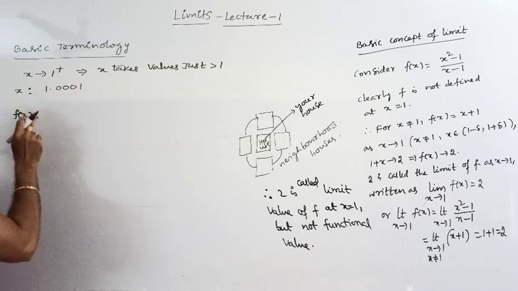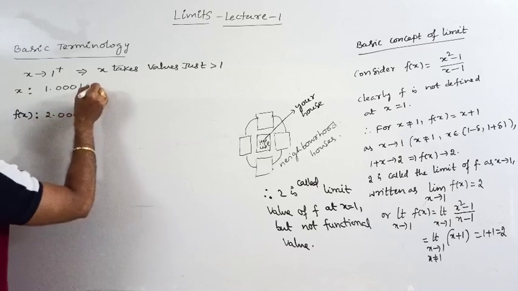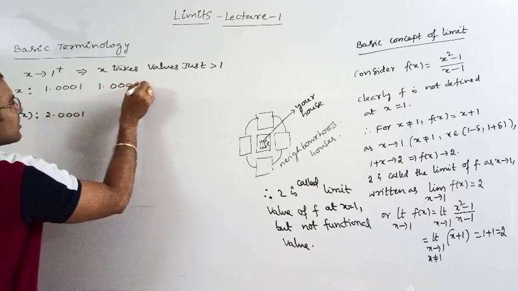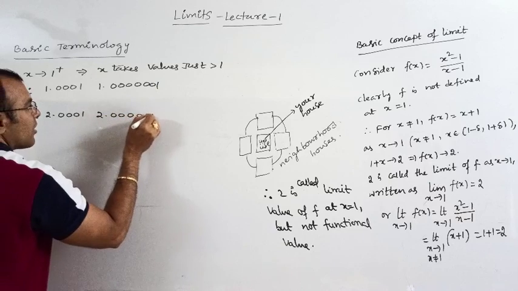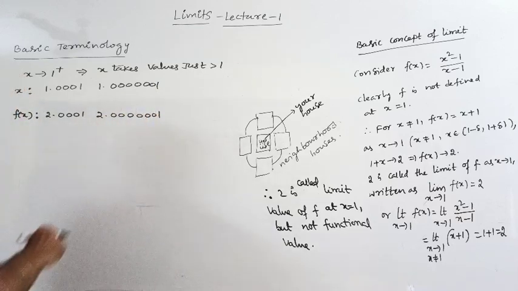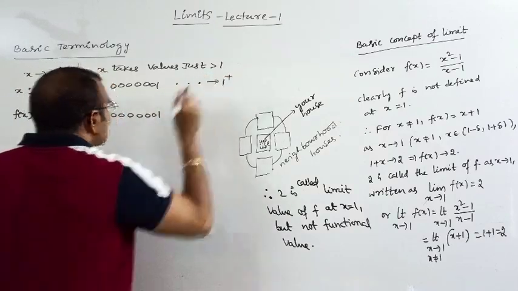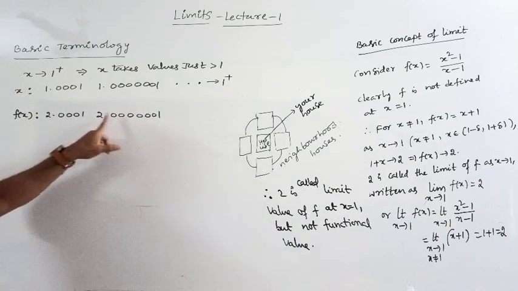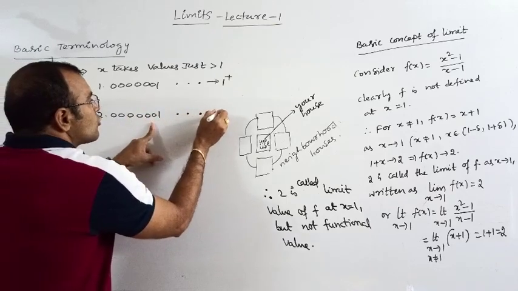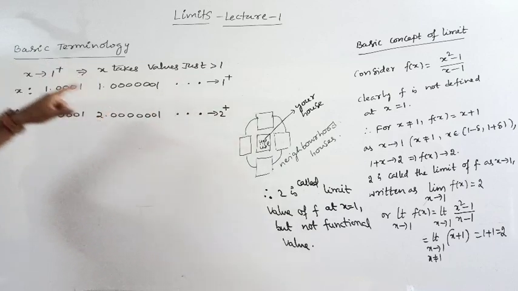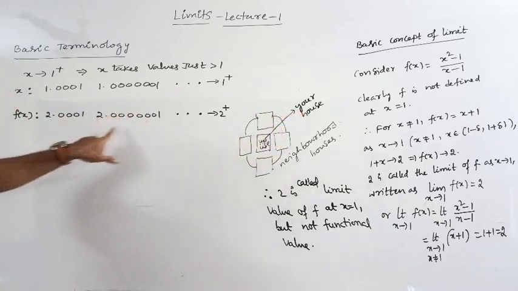You take 1.001. Then what will be the f of x value? You will get 2.001. If it is 1.000001, then it will be 2 point like this. In this way you are approaching 1 plus, the right side. Now you see this value is decreasing, which means that you are approaching 2 plus. So when x approaches 1 plus, f of x equal to x plus 1 approaches 2 plus.